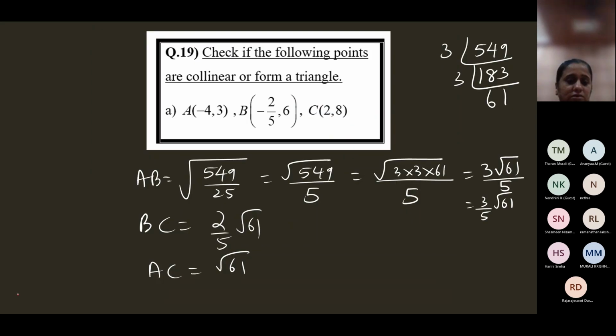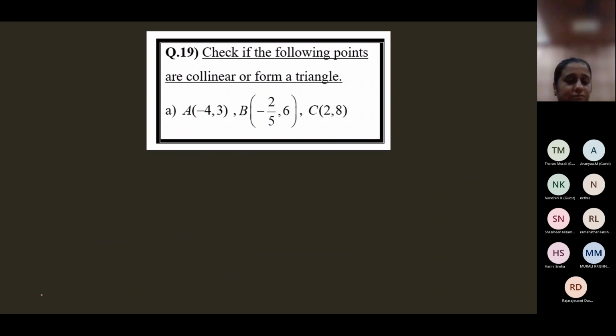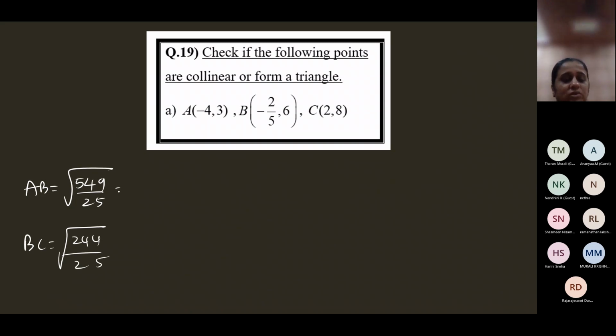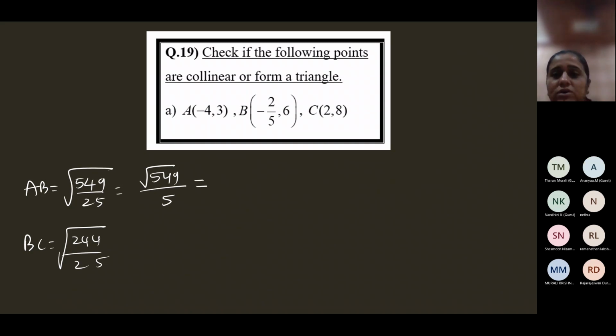Let me just show you the steps again. See here, I've shown for AB. AB, BC and AC was simple. 244, 549. Okay, so what do you do next, children? Next you can write root of 549 by 25. So 25 comes out of the square root as 5. That's the next step.